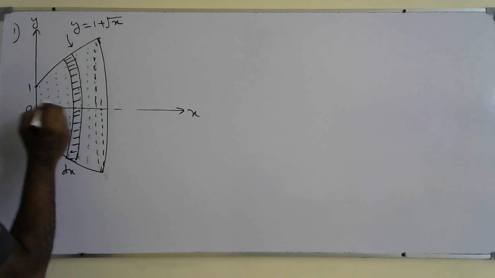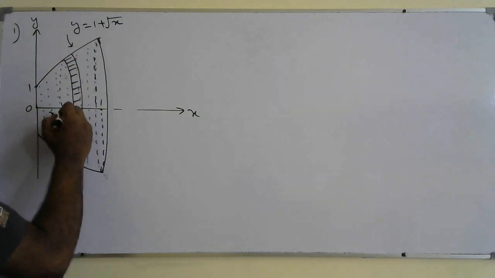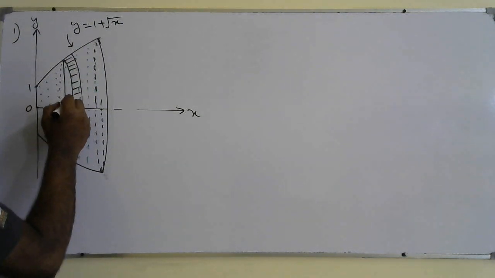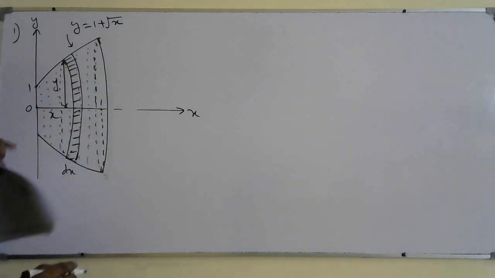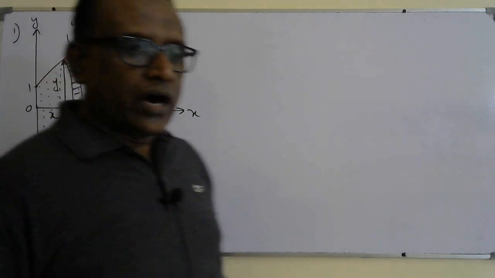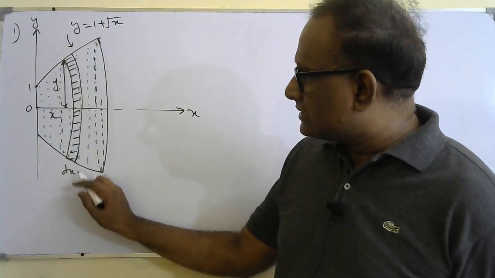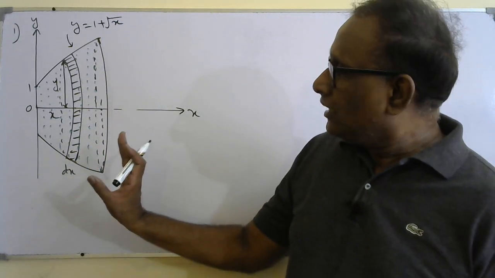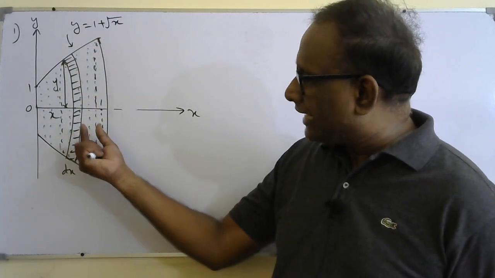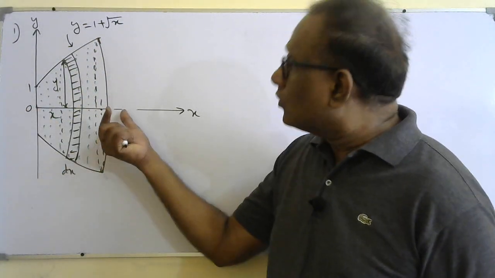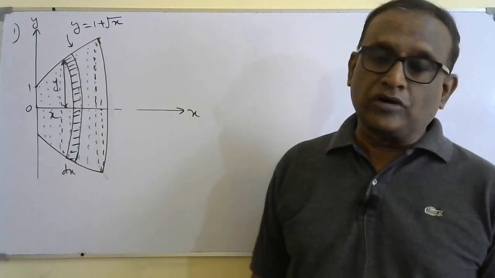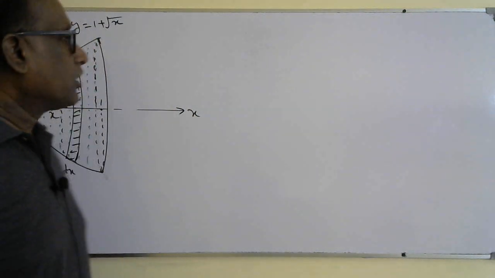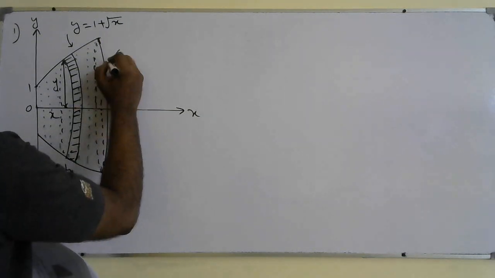At a distance x from O, the radius of this disk is y. So I can imagine the disk of radius y and the thickness dx at a distance x from O. If I imagine several disks and fill the whole solid by arranging those disks from the origin to x equals 1, we'll get the total shape of the given solid. The solid is named S, after you rotate it through 2 pi radians.